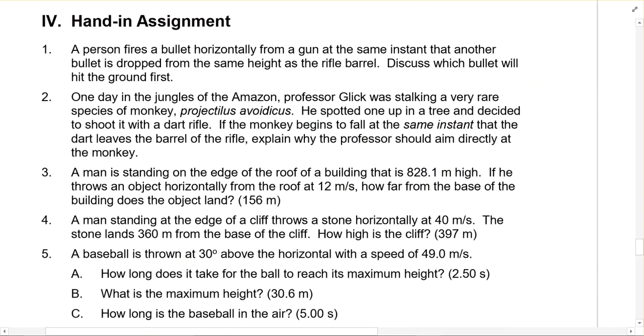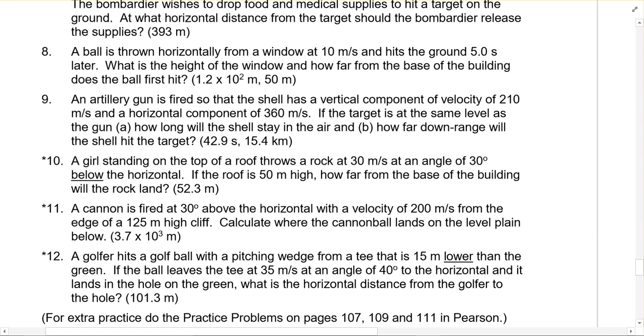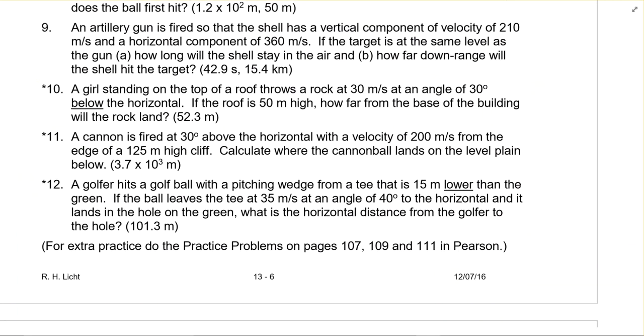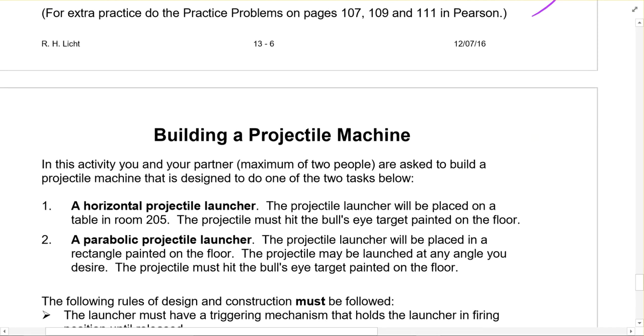So go ahead and do the hand-in assignments. I've got some tougher ones here, 10, 11, and 12. There could be a question on your guys' test that does have these type of questions. There won't be many, but it is possible. So make sure that you give these ones a good try too. Don't just say, oh, they're too hard for me. Okay, so do those.